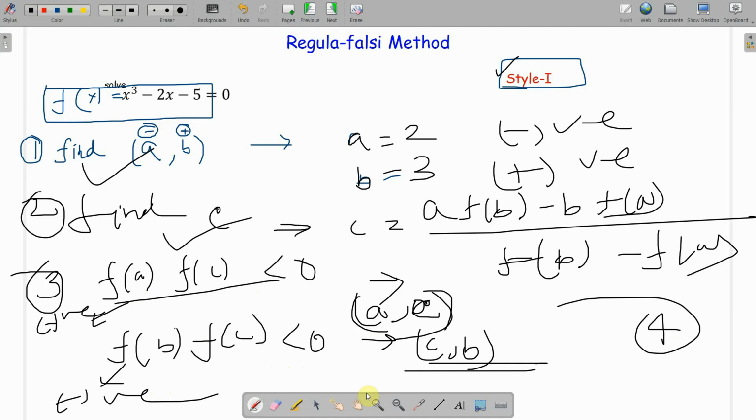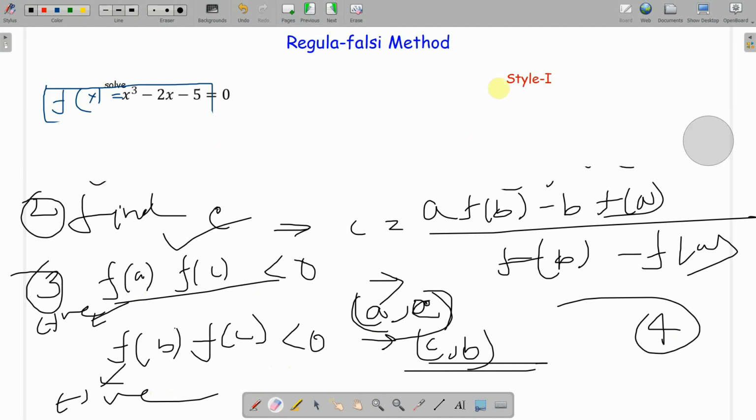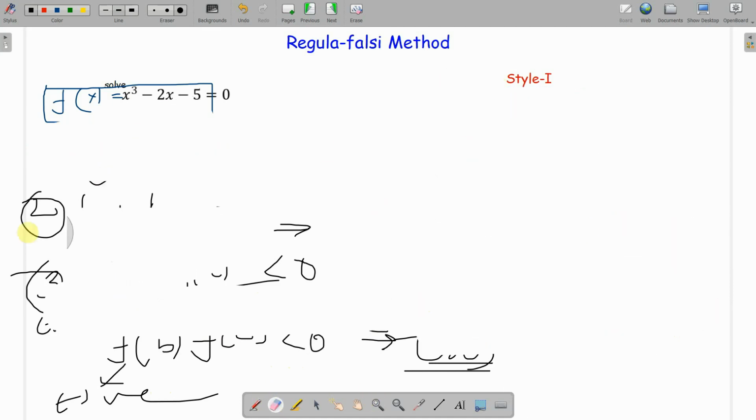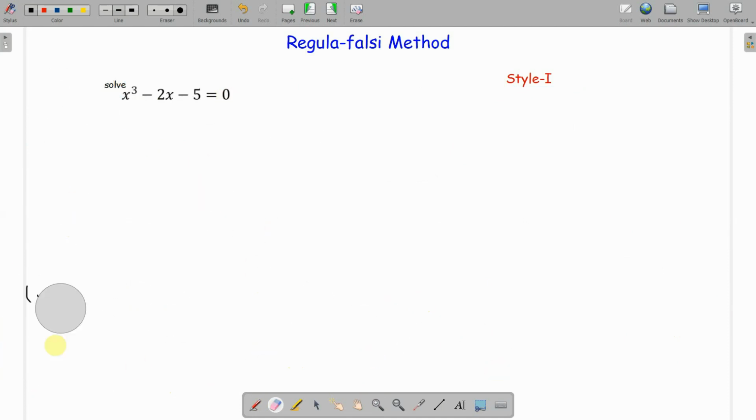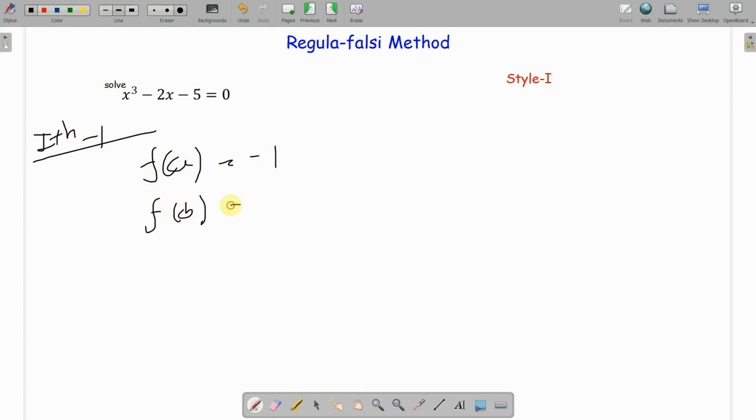Okay, now we are doing iteration 1, and in this iteration 1, what we will do is write that FA equals minus 1, FB equals 16, at which point A equals 2, B equals 3. What would be the C value? Tell me the value of C.